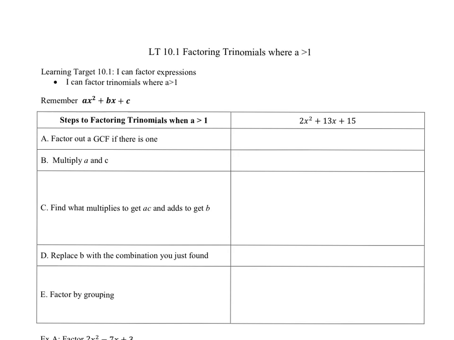So my remember thing here, remember that a is in front of the x squared, the b is in front of the x, and then the c is our constant out here. So I recommend, until you get really used to it, I would label them. The 2 is a for this example we're going to do, 13 is b, and 15 is c, okay? So the first thing it says to do, part A, it says to factor out the GCF if there is one.